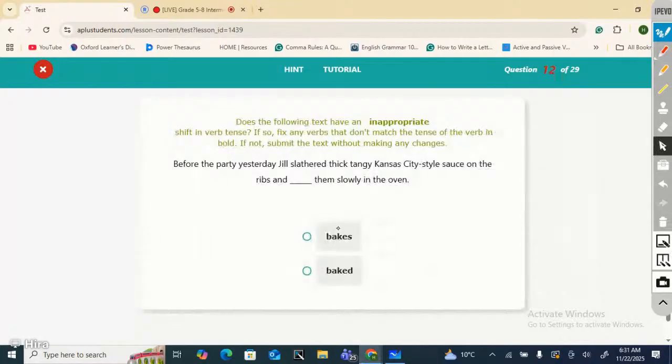Before the party yesterday, Jill slathered thick, tangy Kansas City style sauce on the ribs and blank them slowly in the oven.